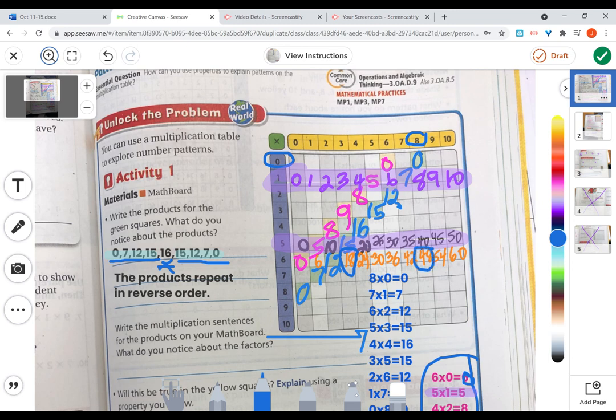And the reason for that is because that's the distributive property. It's almost like taking your 6 and splitting it into a 5 and a 1. So if you find your product of 1 times 8, and then you find your product of 5 times 8, and you add them together, you get your product of 6 times 8, 48.